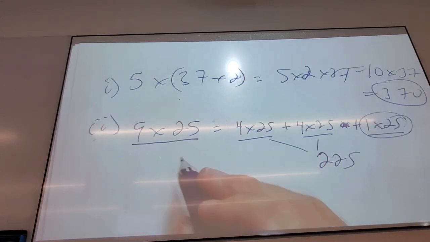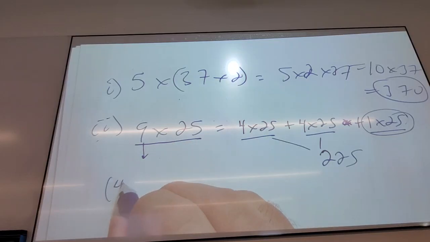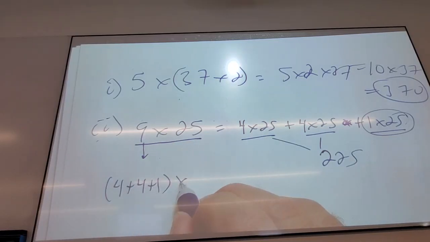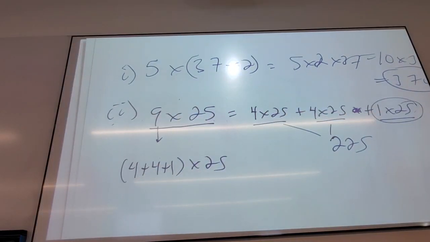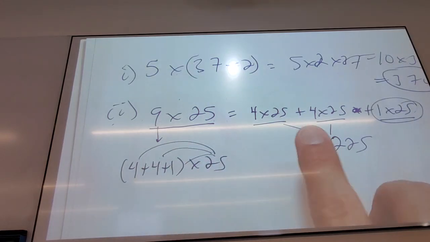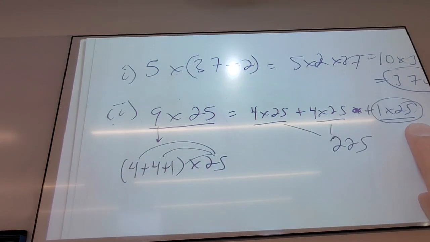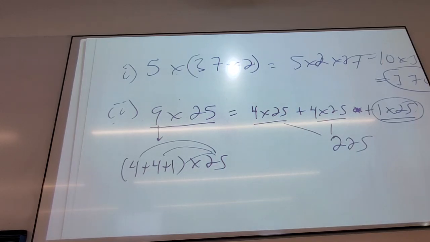So if you want to see what I really did, isn't 9 4 plus 4 plus 1? Yes? And then I could distribute 25 to each piece. You guys see that? You guys know you could do that any time you want to.